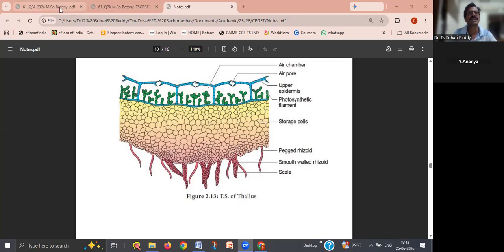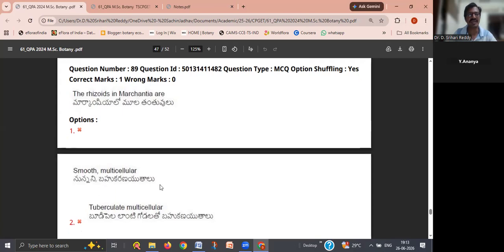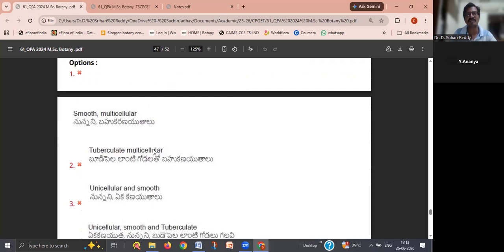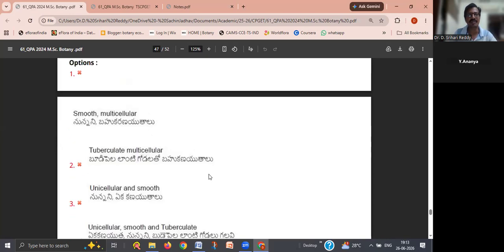So you see this one, the rhizoids in Marchantia are... the options: smooth, multicellular. They are not multicellular. And tuberculate, multicellular. They are not multicellular. Unicellular and smooth. They are unicellular but not smooth. Smooth means there is one more character, tuberculate. That means inside there are tuber-like structures, so it is called tuberculate. So unicellular, smooth, and tuberculate. That is about the rhizoids in Marchantia.